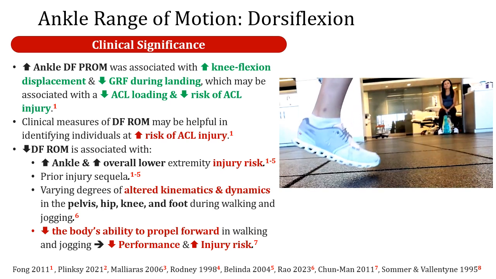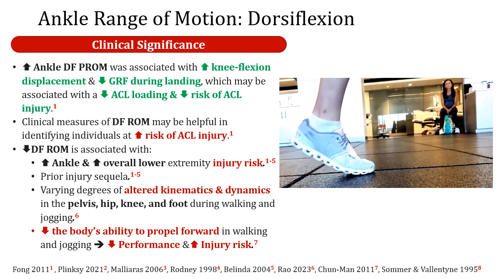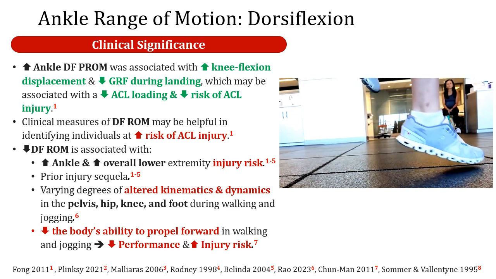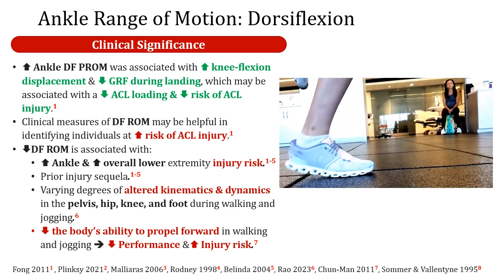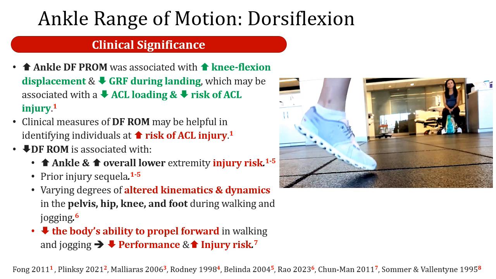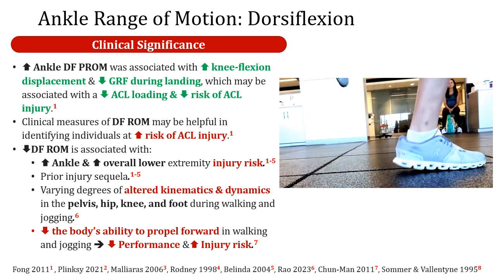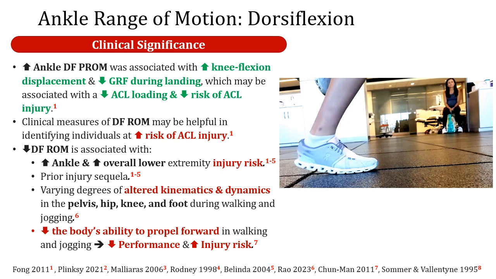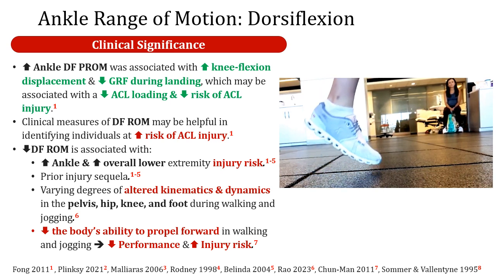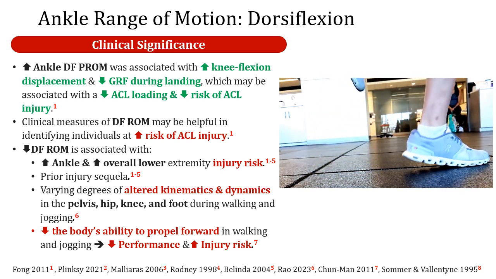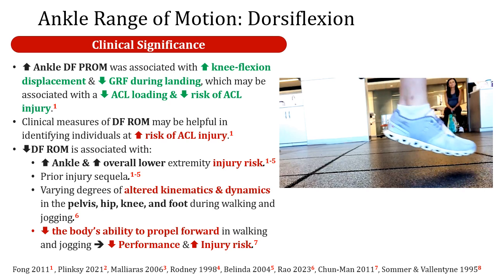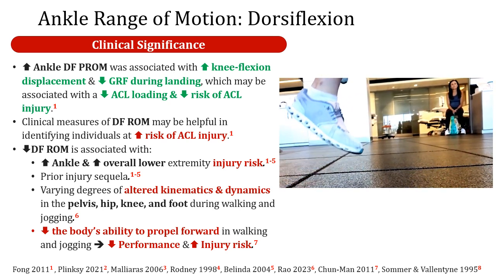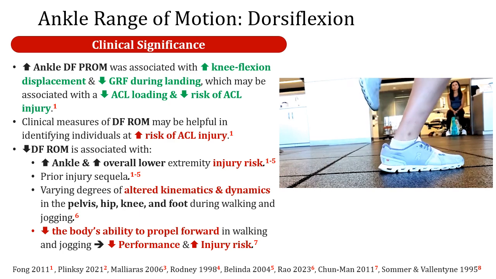Varying degrees of altered kinematics and dynamics at the pelvis, hip, knee, and foot, so all the way up the kinetic chain during walking and jogging, have been associated with a decreased dorsiflexion range of motion. It's also been shown that there's a decrease in the body's ability to propel itself forward effectively in walking and jogging. This leads to a decrease in performance, and has also been associated, as we've seen previously with the other citations, with an increase in injury risk.